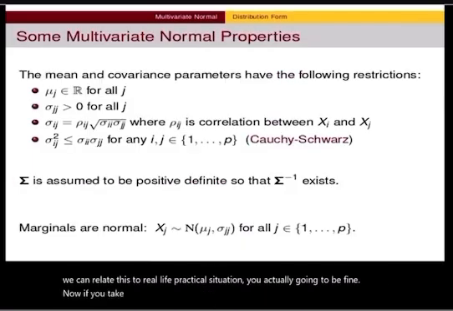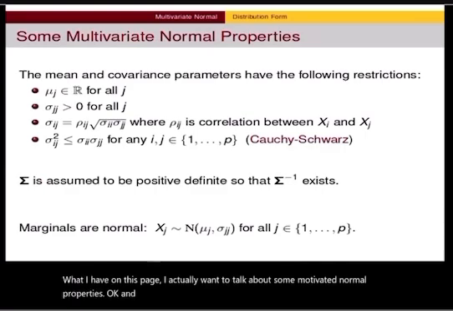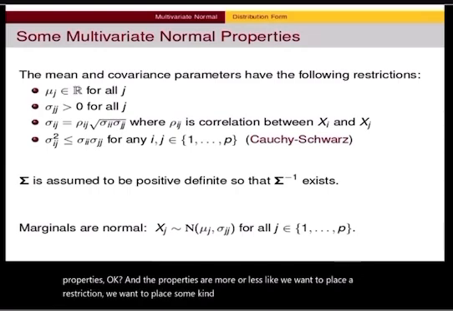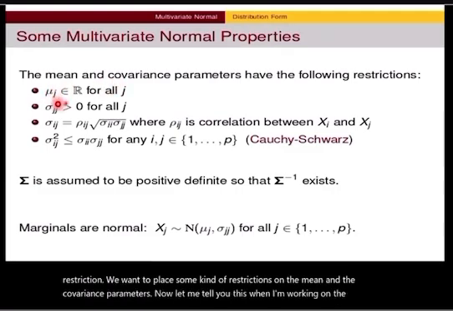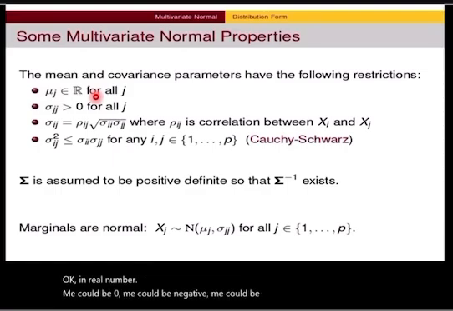If you take a look at this page, I want to talk about some multivariate normal properties. The properties are more or less restrictions we want to place on the mean and the covariance parameters. Now, let me tell you this. When I'm working on the mean that I call mu j, it can take on any real value. It could be zero, negative, or positive. That's no problem.